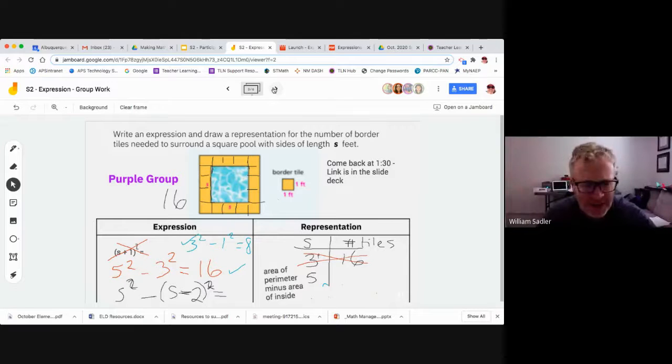Sure thing. You used that teacher voice when you said differently. That makes me hesitate. But so we came up with an incorrect expression at first. We were using s plus 1 squared, which worked for the 3x3 pool, but it did not work for a 5x5 pool.